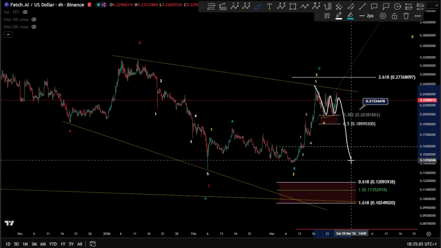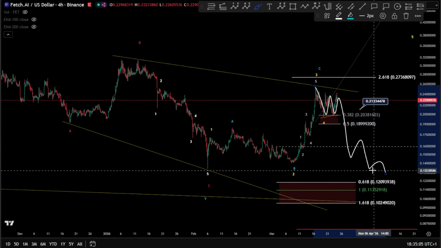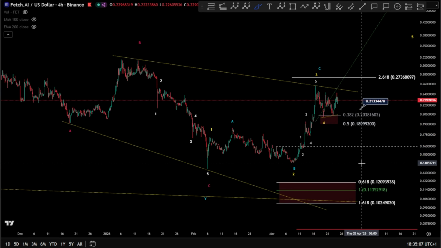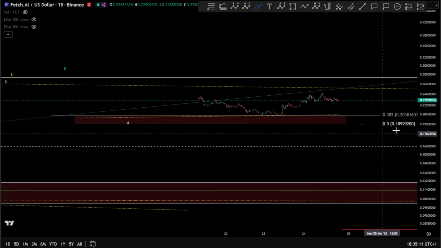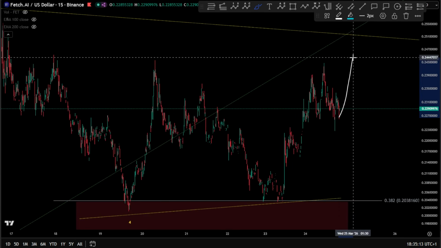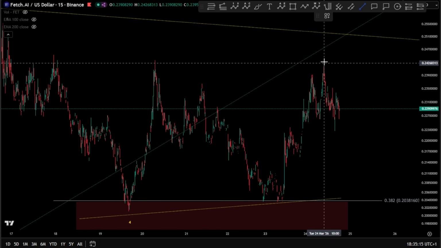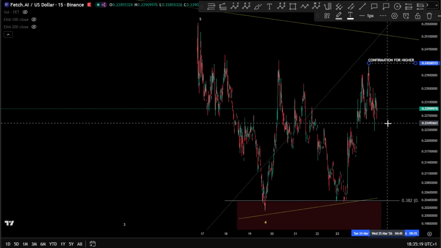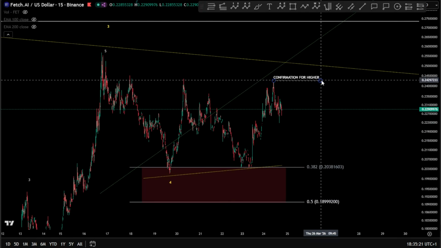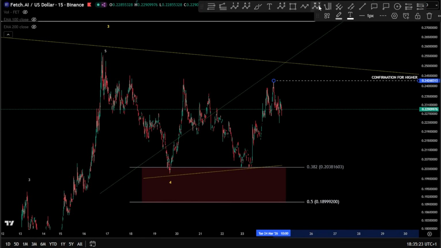It can be, of course, a 1 2 here, and then 3 4 5. Still one more low to unfold toward the downside. Otherwise, if the price comes back toward the upside here and we see a new high, meaning taking this high here as a confirmation for higher, that might be, of course, a signal that, okay, FET is decoupling.